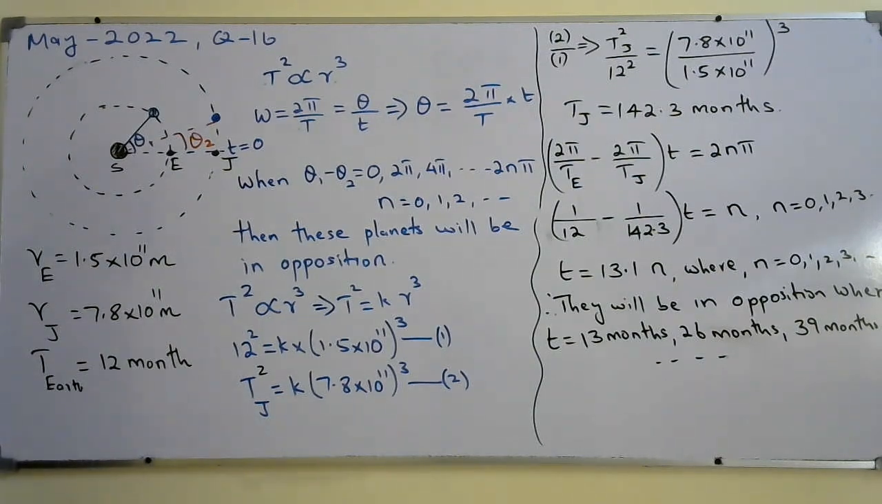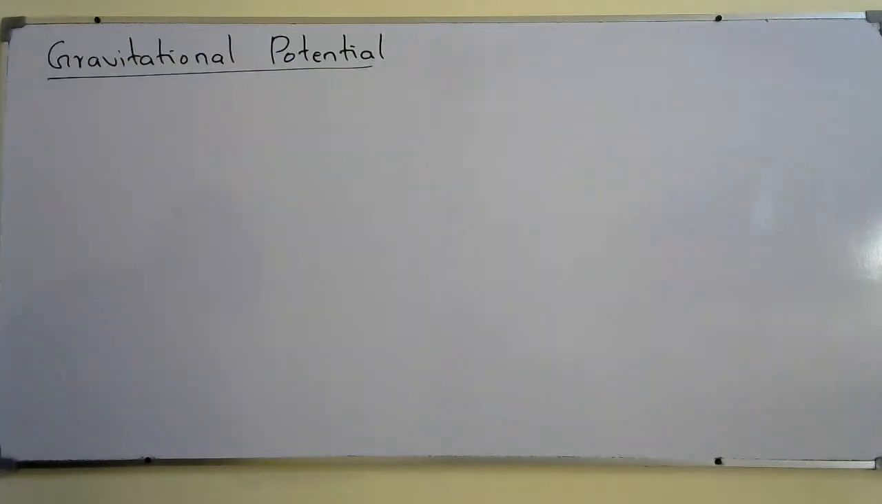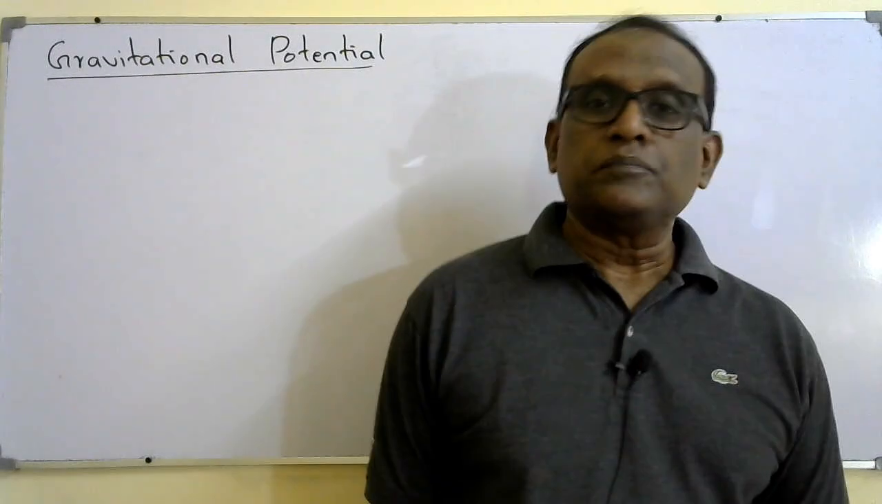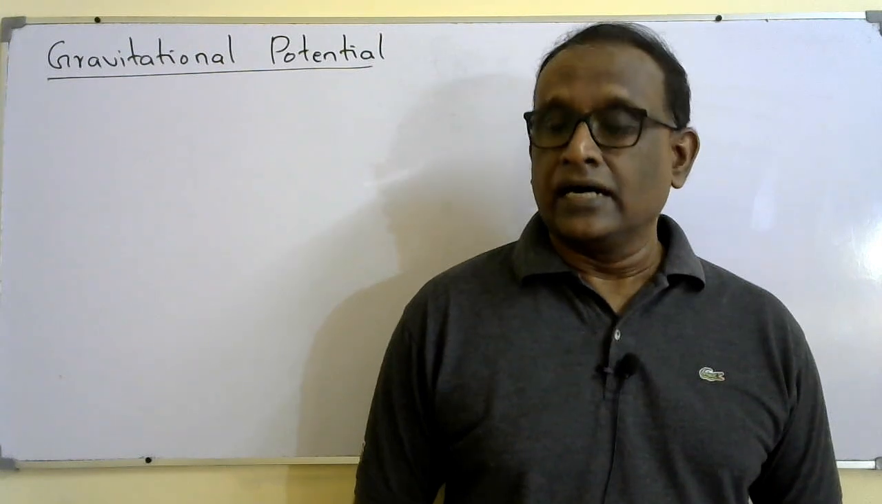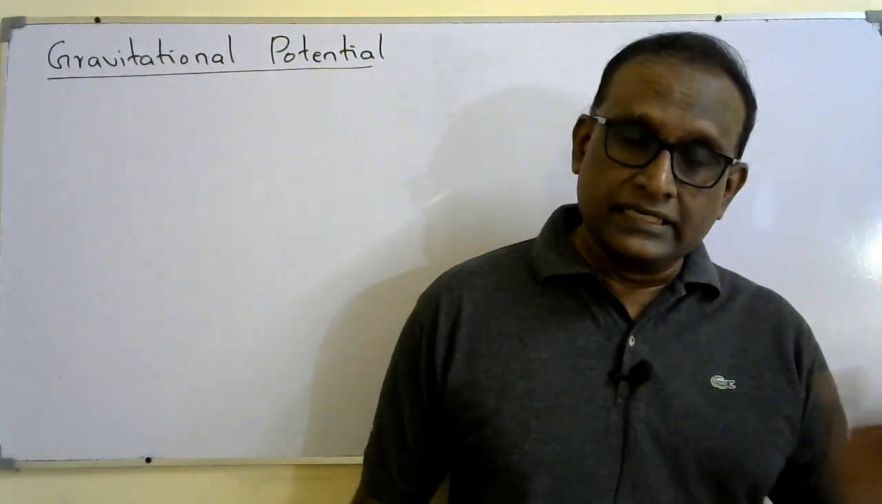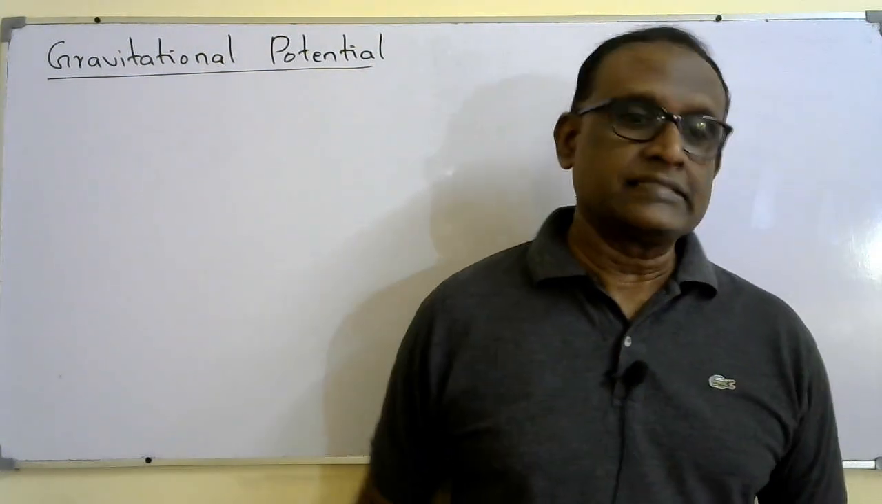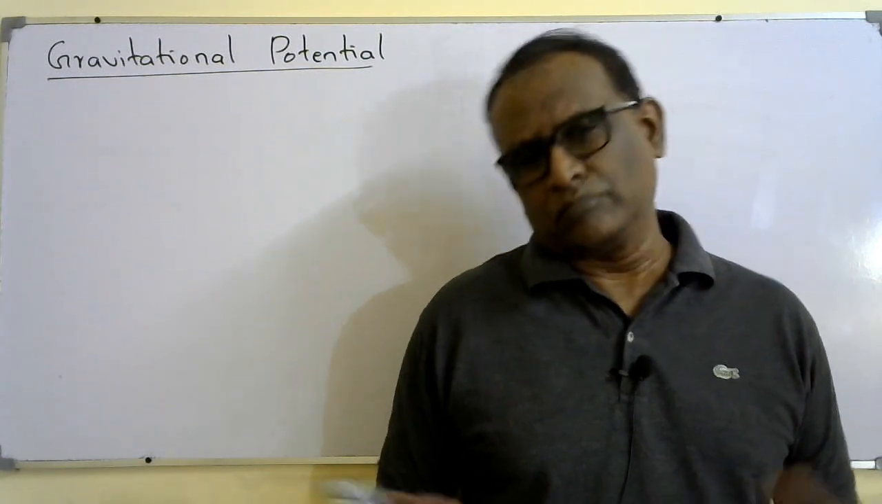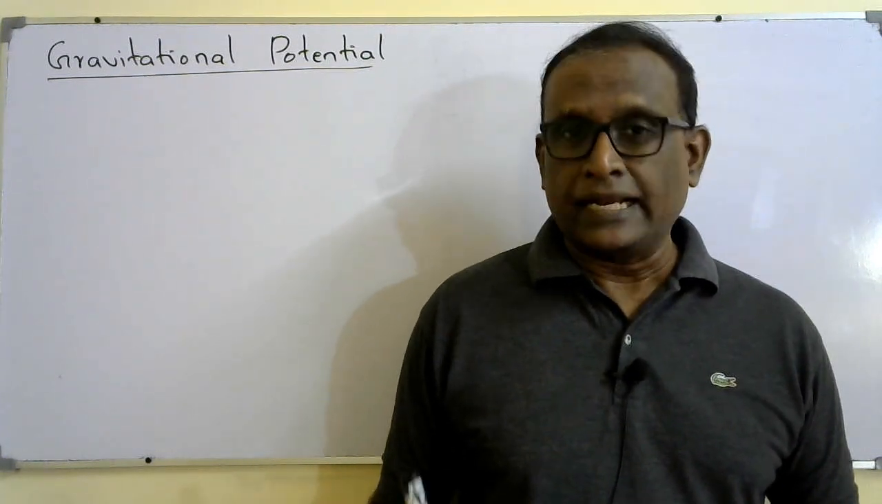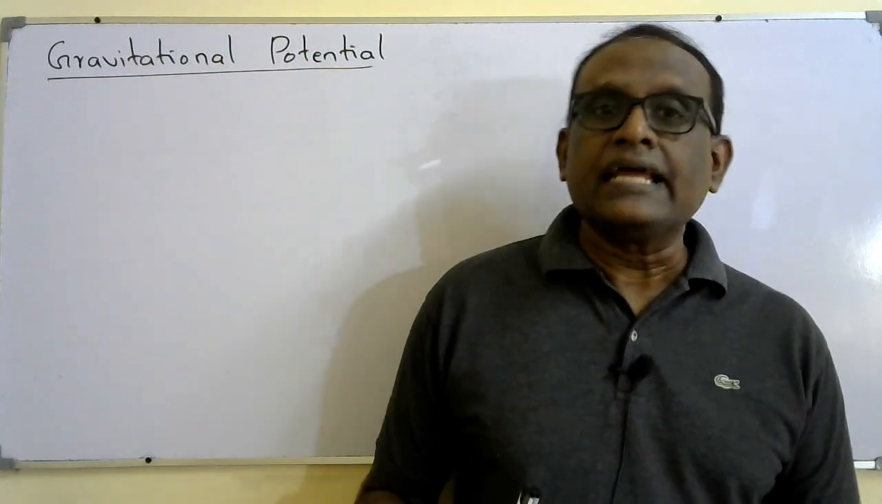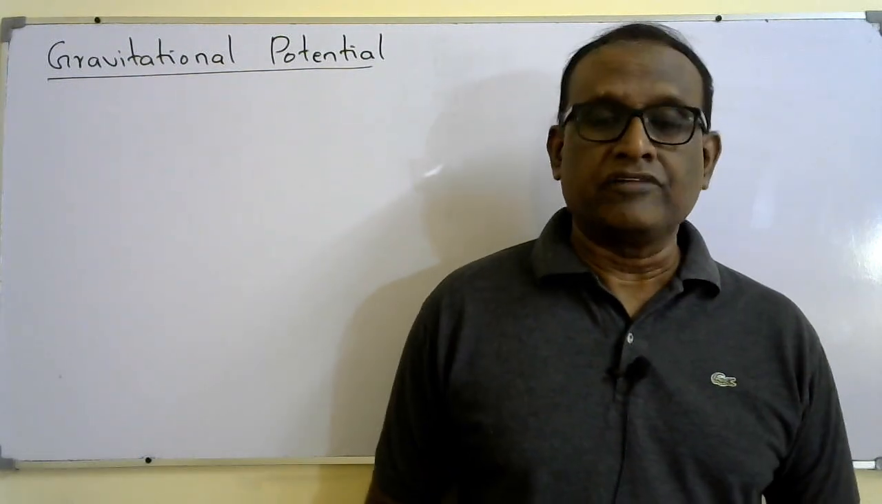Okay, so the next topic is gravitational potential, something like electric potential, what we learned in unit 4. Here, gravitational potential. When there is a mass m, for example, when there is a planet or moon, it will create a gravitational field around it everywhere. The same way it will create gravitational potential around it everywhere.